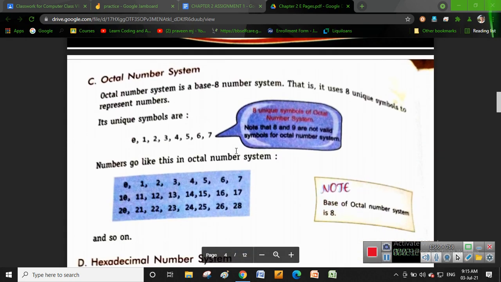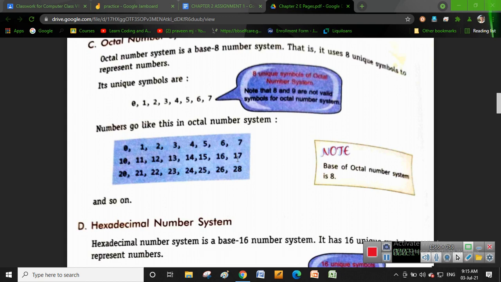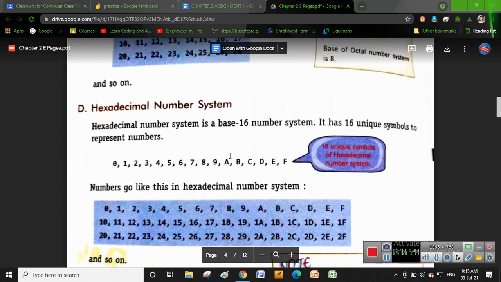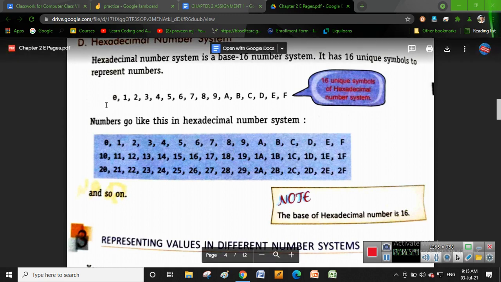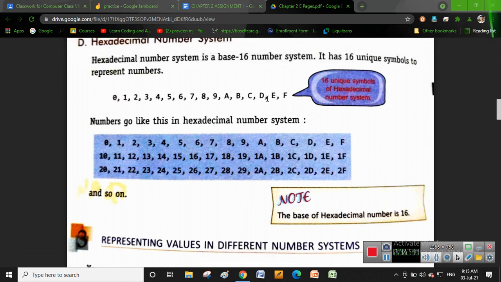In the case of octal numbers, we have a total of 8 digits, 0 to 7, which is showing here. That's why its base is 8. And hexadecimal contains a total of 16 digits, 16 unique symbols, so it is denoted with base or radix 16. I think you are able to see on the screen 0 to F. From number 10 to 15 we say A B C D E F.